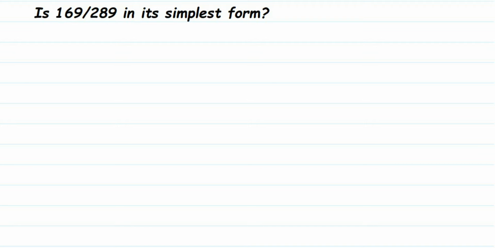Hey everyone, here's a question. Is 169 by 289 in its simplest form? Simplest form means we have to check if the number is reduced, meaning we can cancel this further or not. Now, since these are 3-digit numbers, we have 169 by 289. To check this, we're going to find out the highest common factor.